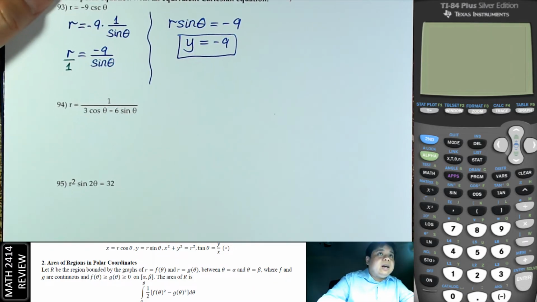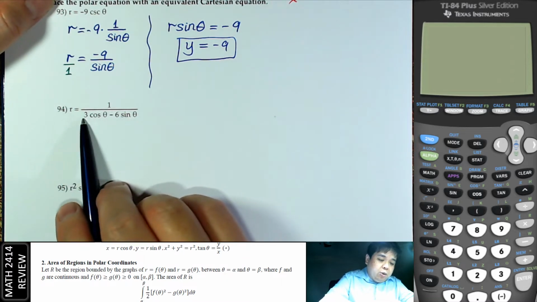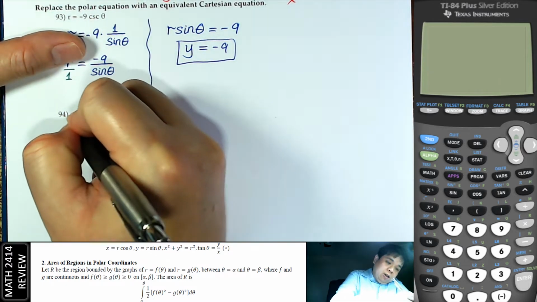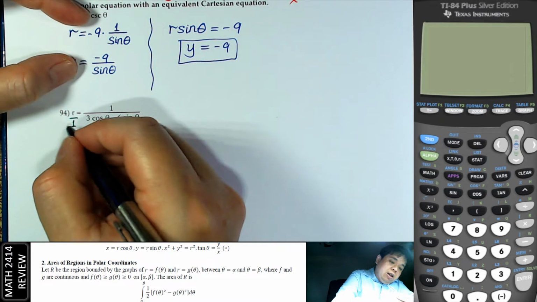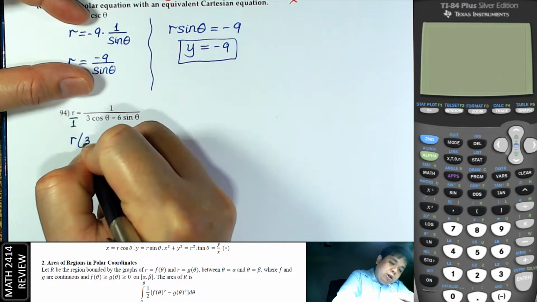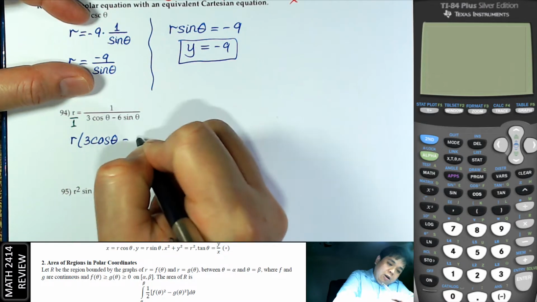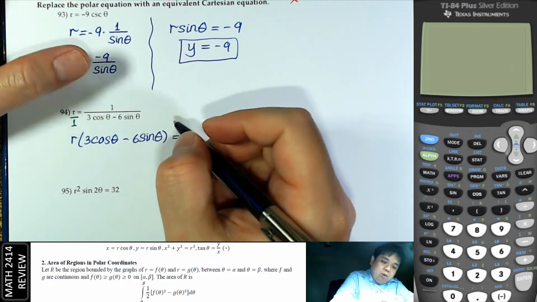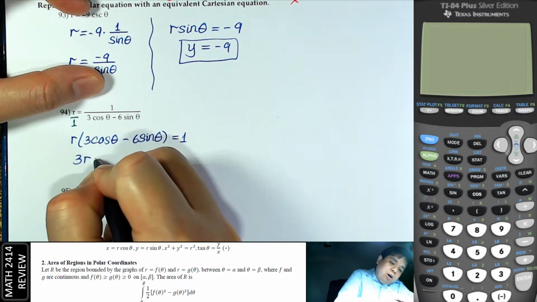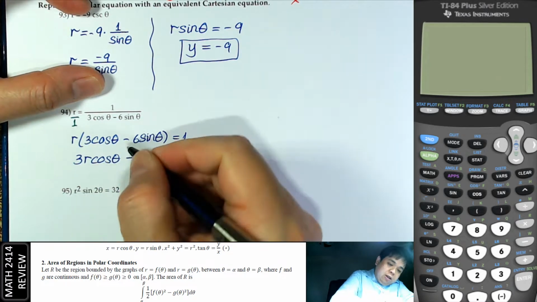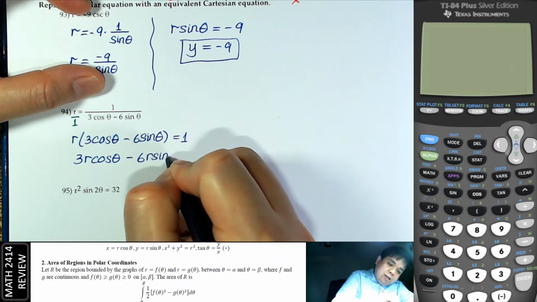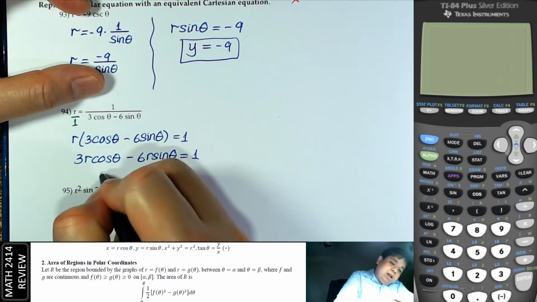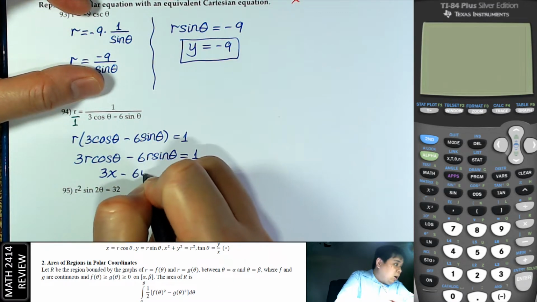Next. R equal to 1 over 3 cosine theta minus 6 sine theta. Now, once again, if we write this over 1 and cross multiply, we have r times 3 cosine theta minus 6 sine theta, cross multiply equal to 1. Now multiply it out. 3r cosine theta minus 6r sine theta equal to 1. And r cosine is x, r sine is y.